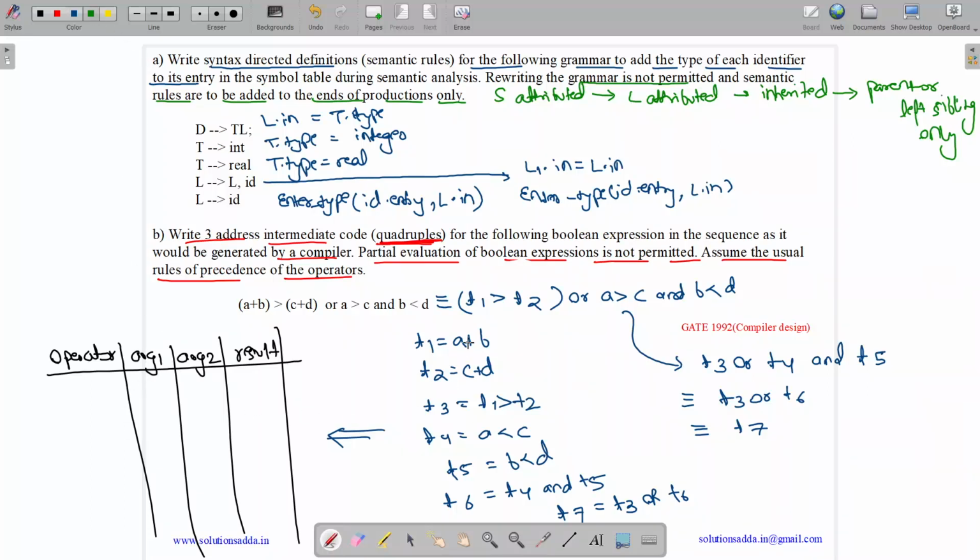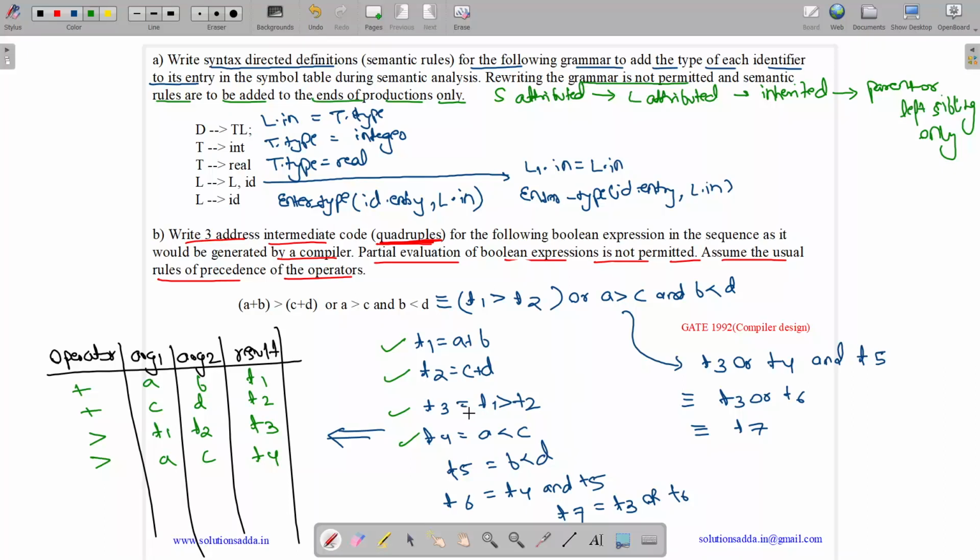So first of all we have the operator plus. Argument 1 is a, argument 2 is b, and the result is stored in t1. Then we have c and d as arguments with the operator plus, stored in t2. So first is done, second is done. Then for the third we have the operator greater than, the arguments are t1 and t2 and the result is stored in t3. Then the result is stored in t4, the inputs are taken from a and c, and the operator is greater than.